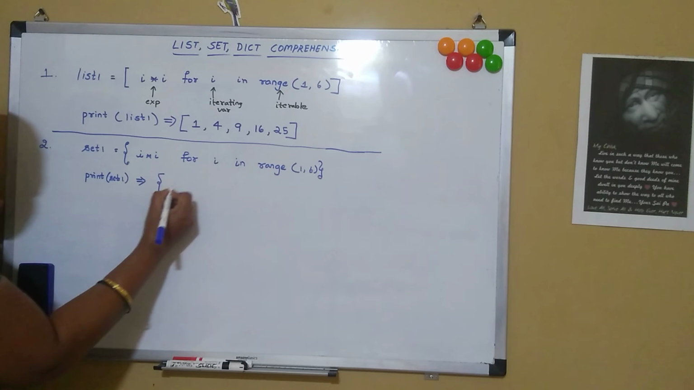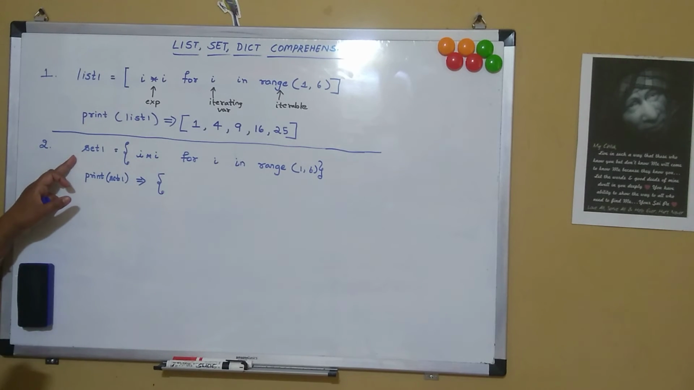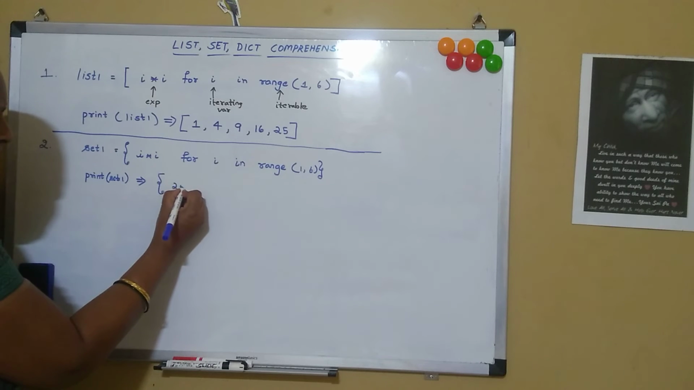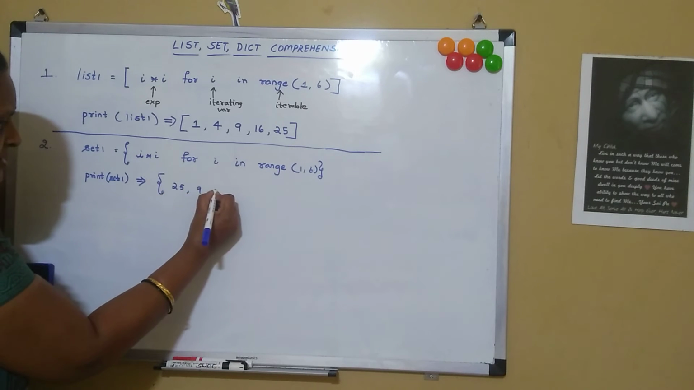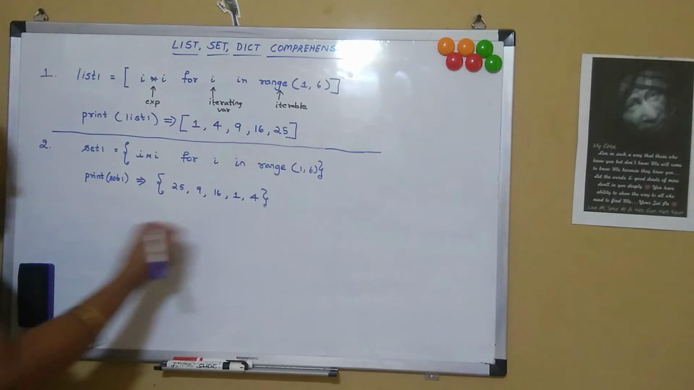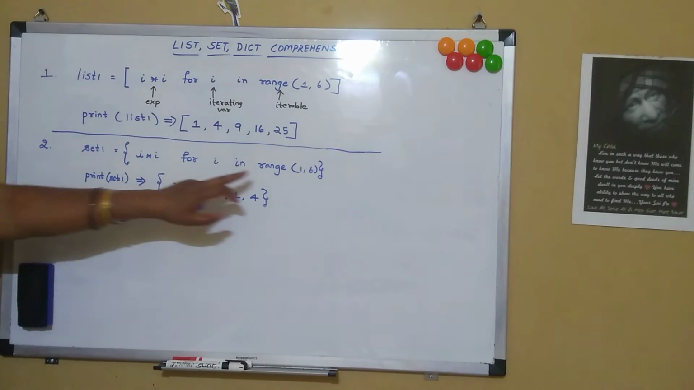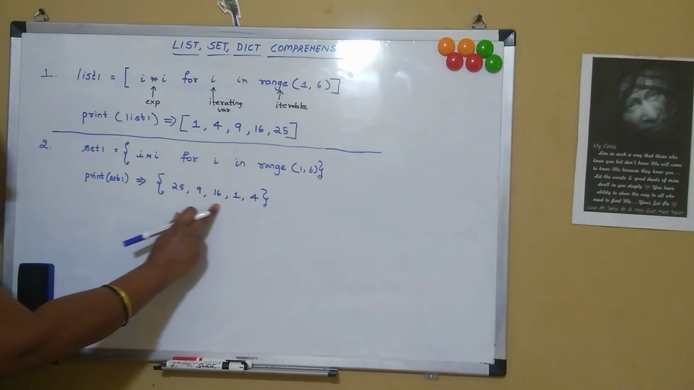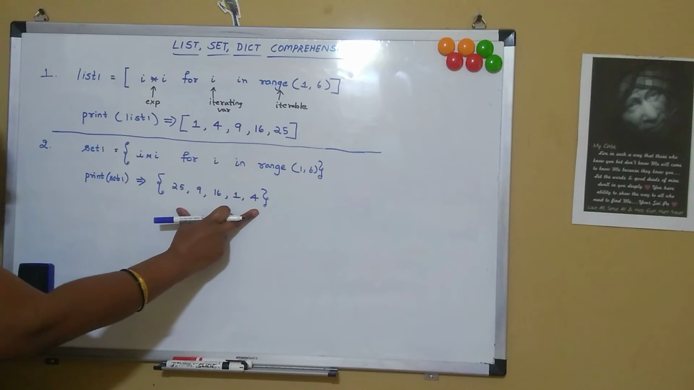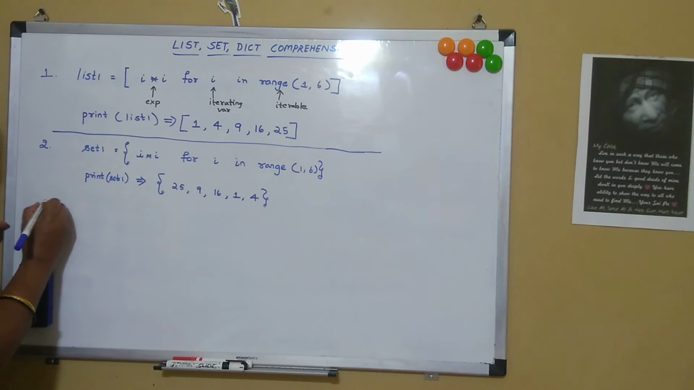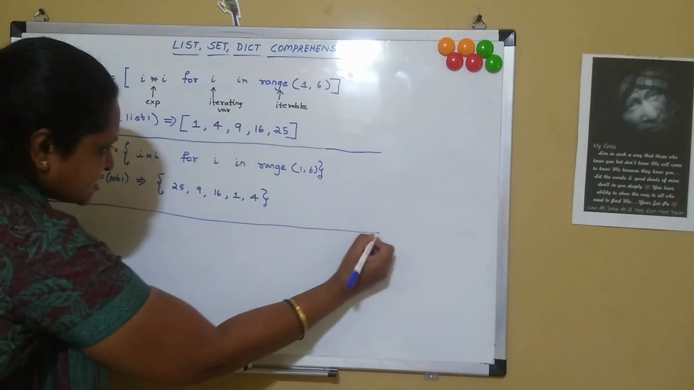In the curly braces, since sets are unordered, there is no order maintained in sets, it prints the same values in an unordered manner. It may print 25, 9, 16, 1 and then 4. The same set elements, that is for i in range 1 to 5, it will perform i into i and it will randomly print the values. The order won't be maintained. This was for the set comprehension.